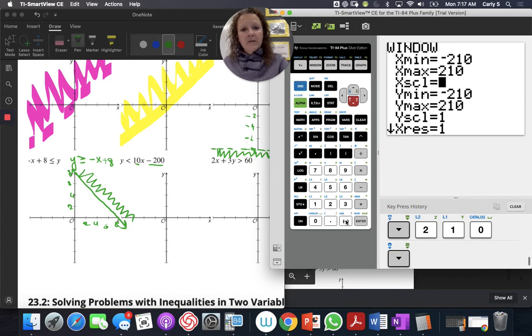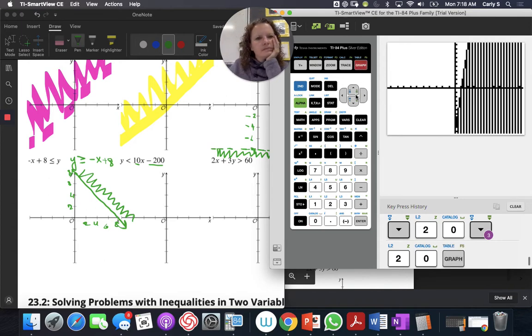Now our scale means all those tick marks, these right here. I don't want them to go by ones when I go from negative 210 to positive 210. So let's just do by, I don't know, 20s. So every tick mark is going to be 20. Let's see if that works. Not bad. Okay, you can tell we're down there somewhere.